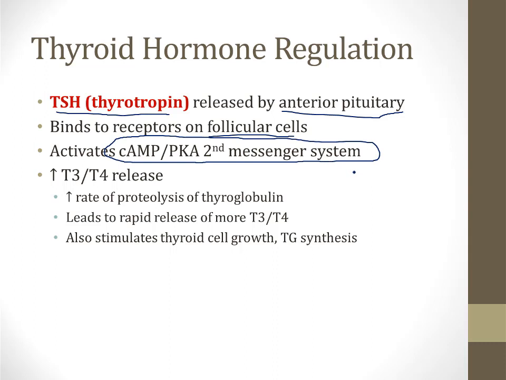And there are a number of mechanisms by which TSH increases the amount of T3 and T4 released by the thyroid gland. First of all, it can increase the rate of proteolysis of thyroglobulin. This leads to a rapid release of T3 and T4 very quickly when the TSH level goes up. Then more slowly over time, it can stimulate thyroid cell growth and also stimulate thyroglobulin synthesis, and these mechanisms lead to a sustained increase in the amount of T3 and T4 released by the thyroid gland.